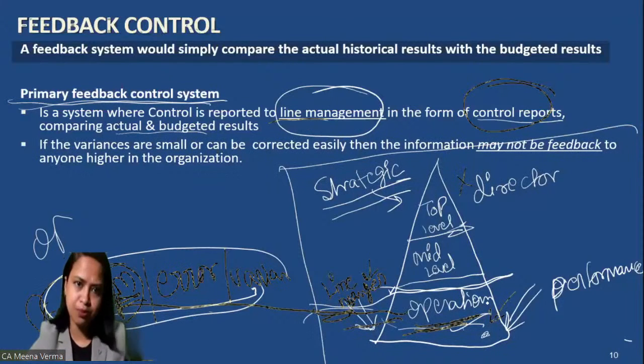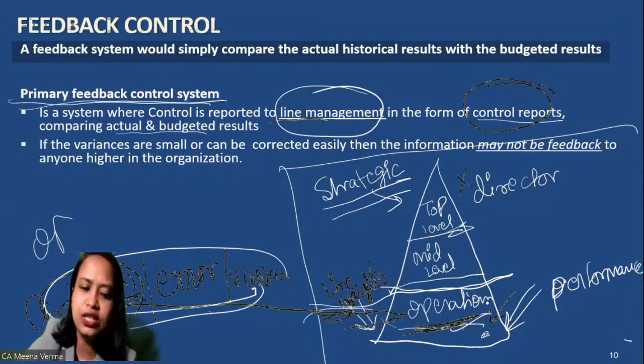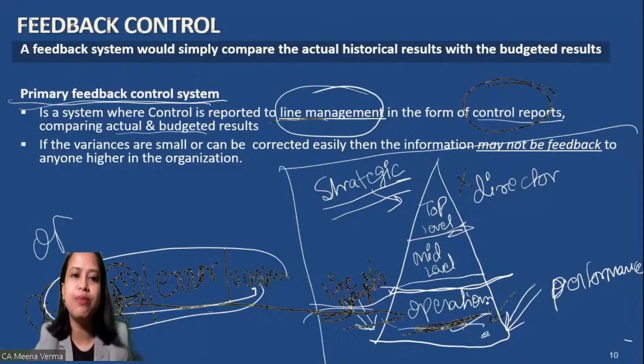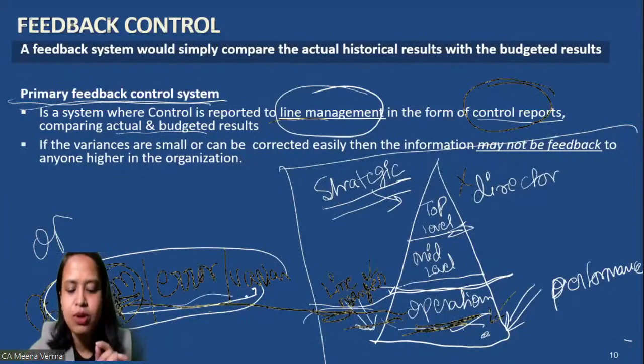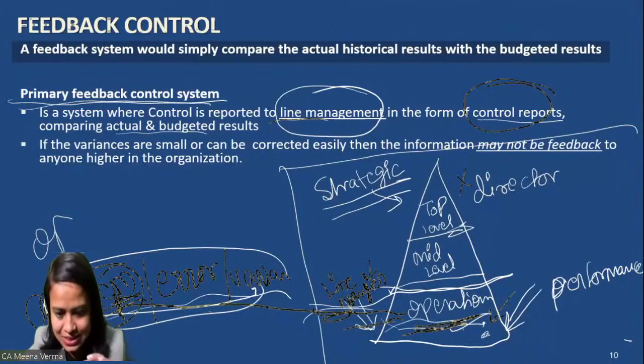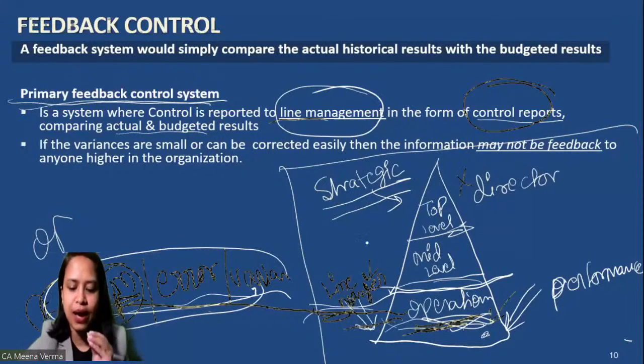They can resolve that problem. Okay, so this will come under primary feedback control system. But in case there is any problem, error or variance that arises at the operational or mid level, which cannot be resolved by the line manager.